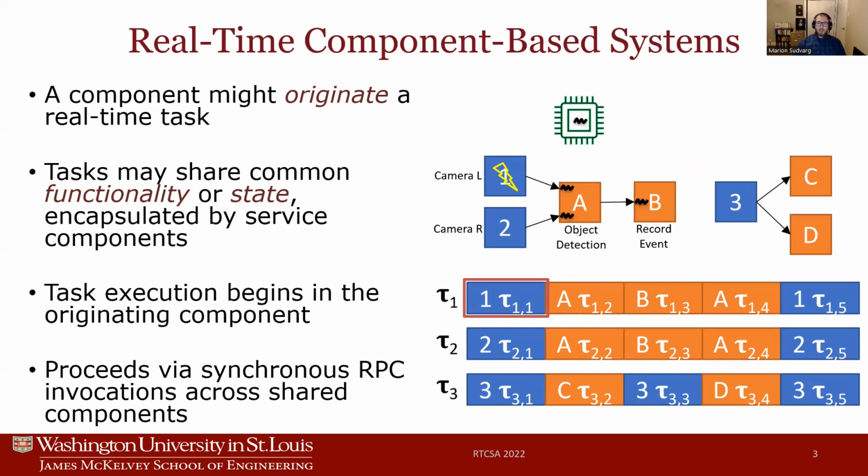So task execution begins in the originating component, but then proceeds via synchronous remote procedure call invocations across the shared components. In this example here, a job is released at every polling period of the camera. Execution begins in the camera component where the sensor is read, but then control flow proceeds to a shared object detection component. If an object is detected, an event might be logged to a database or file before a reply is sent.